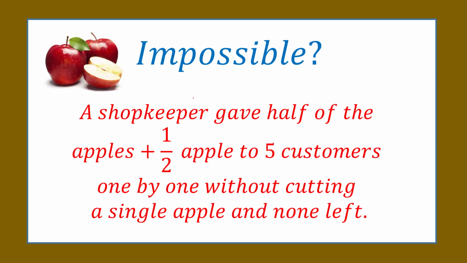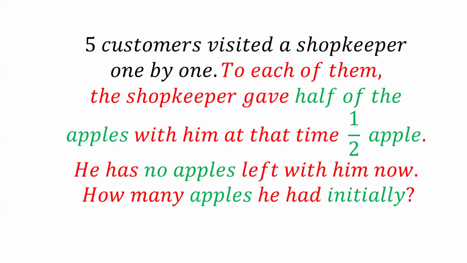Let's see. The question is that there were five customers who visited the shopkeeper one by one, and to each of them the shopkeeper gave half of the apples with him at that time plus half an apple. He has no apples left with him now. How many apples did he have initially?